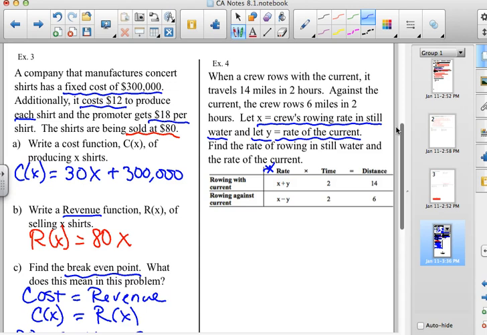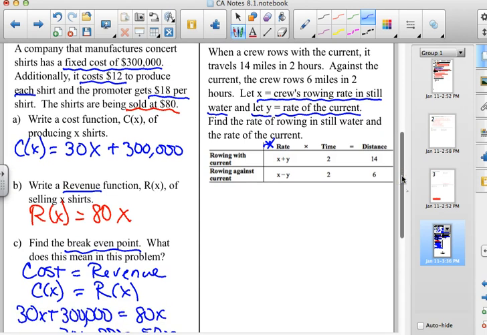They've set up a chart for you. The big thing here is to remember that distance equals rate times time. So we're going to use that setup. If we are going with the current, in other words, the current is helping push us along, we have our speed that we're rowing at, plus we get the help of the current. Our time is 2 hours, and our distance traveled is 14 miles. When we are fighting the current, in other words, rowing against it, now we have to subtract. We're looking at the difference between how fast we can row minus the rate of the current that's pushing us back. Time is still 2 hours, but now we only cover a distance of 6.